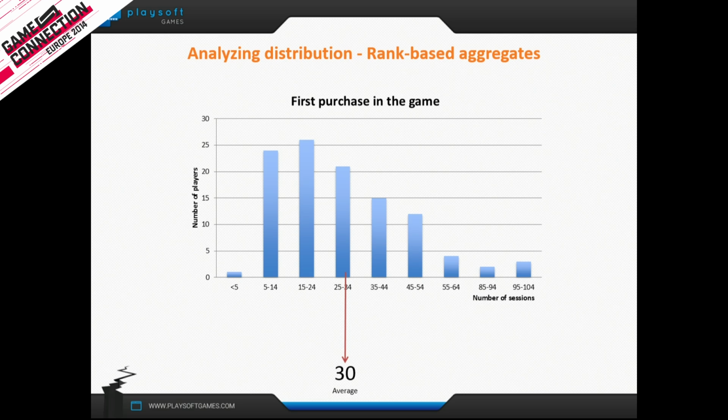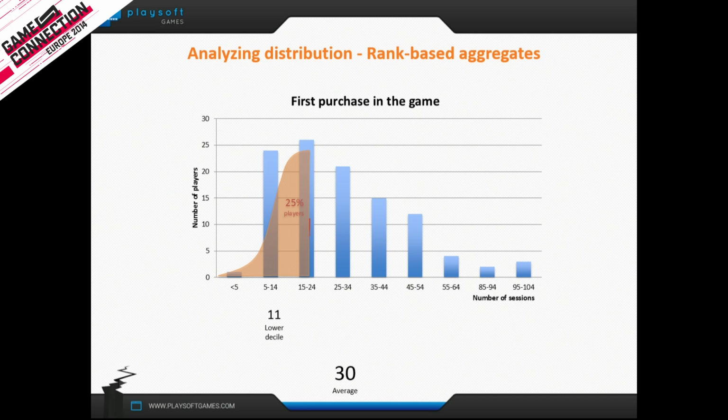Another way to do that is by using rank-based aggregates. The most well-known is the median. So basically, you take all the parameter values, number of sessions, and you rank them. Then you pick the value at 10% of the players, which gives you the lower decile. For example, here it's 11. This value means that 10% of the players are making their first purchase before 11 sessions, which is very interesting. It means that if you act on your game, there's no point in doing things before session 11. So you have a game where you have like a week of engagement before people pay.